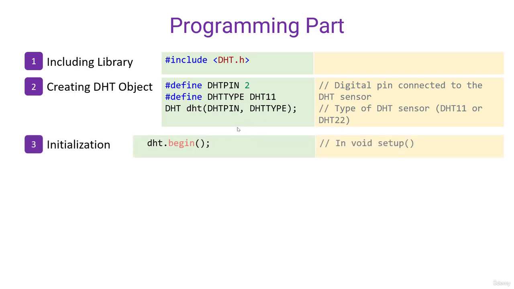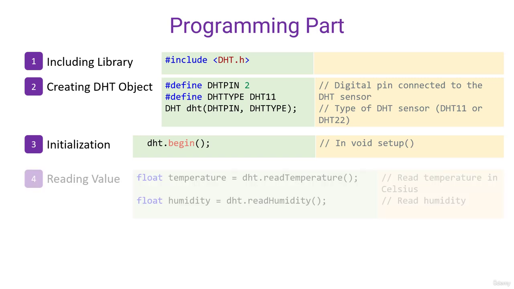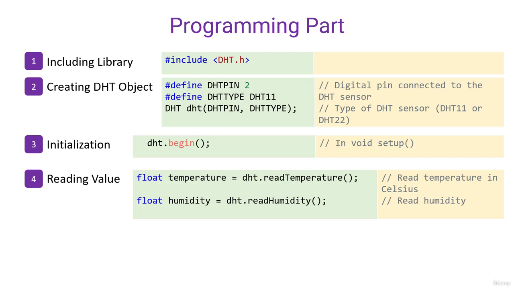The third step is initialization. In the void setup configuration, you need to write DHT.begin. This will initialize the DHT sensor. The next part is taking readings from the sensor. As the values will have some decimal parts, you can use float for that. So for float temperature, we first write the object name, that is DHT, dot readTemperature, which is the function for reading temperature, and readHumidity is the function for reading humidity using this DHT.h library. For other libraries, this command or the function name could be different.